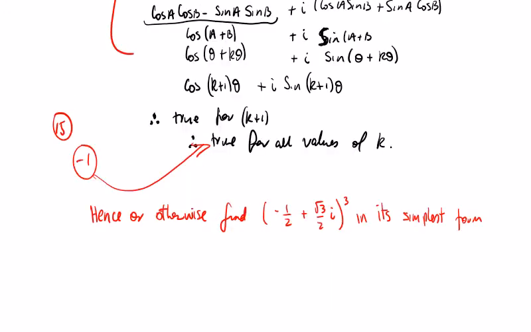Second part of this question: hence or otherwise find minus a half plus root 3 over 2 i to the power 3 in its simplest form. So we know that this is the cos of theta plus i sine theta. So we need an angle that's negative for cos and positive for sine.